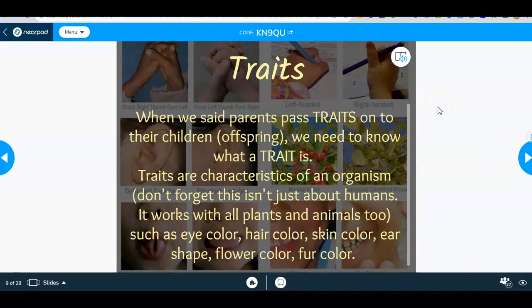So I keep using this word traits. Traits are the characteristics of an organism, not just humans and not just animals, but plants as well. That could be the eye color of a human or of an animal. It could be the hair color of us or the fur color of an animal. It could even be the petal color of flowers or the leaf shape or the colors that the leaves might turn in the fall. All of those things are traits that are passed on from the parent to the offspring.